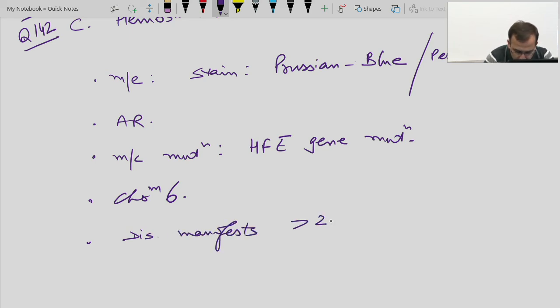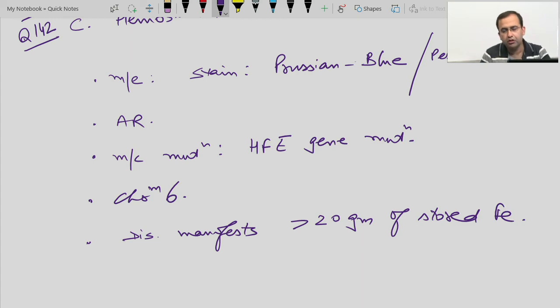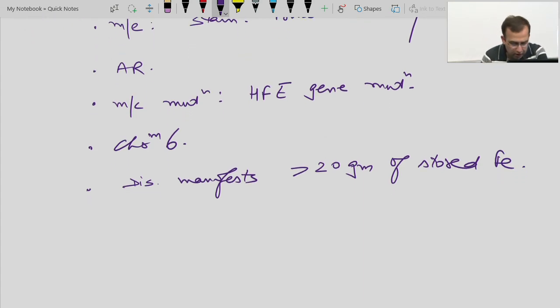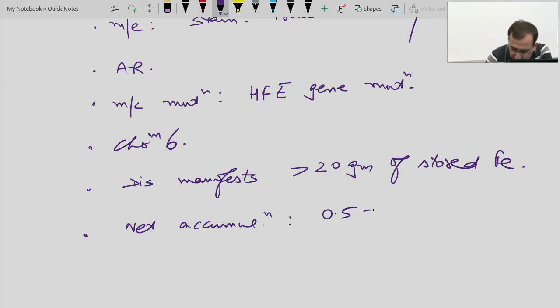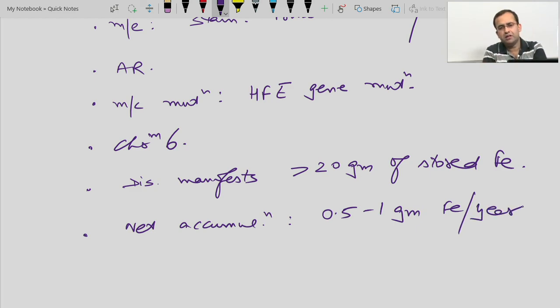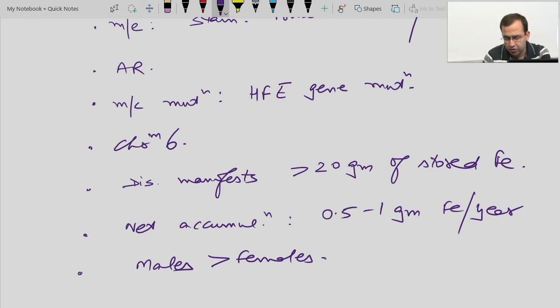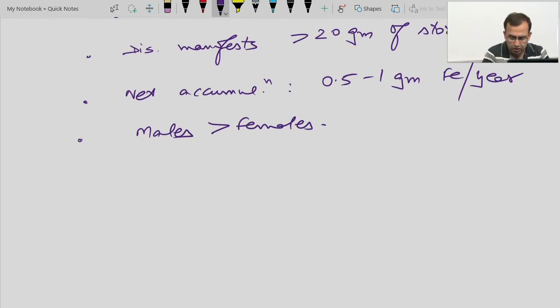The disease manifests when there is more than 20 grams of stored iron. Every year there is a net accumulation of 0.5 to 1 gram of iron. Normal body iron in males is 6 grams, in females 2.5 grams. So when will the disease manifest earlier, in males or females? Males more than females.